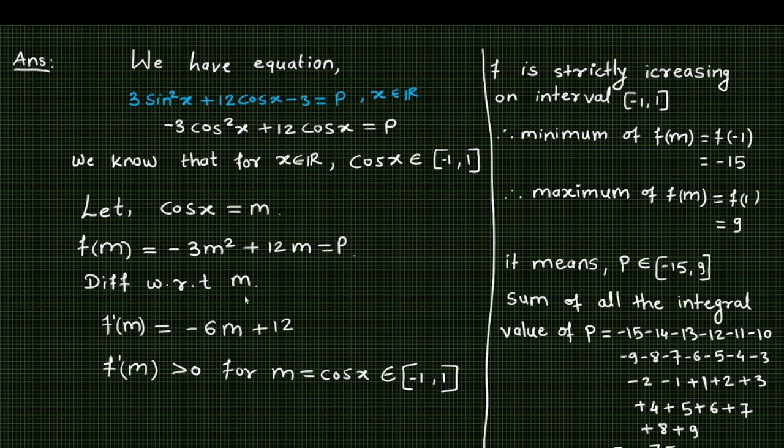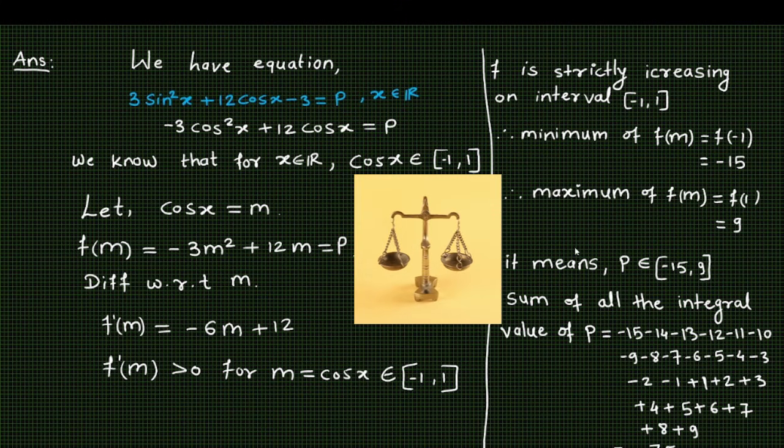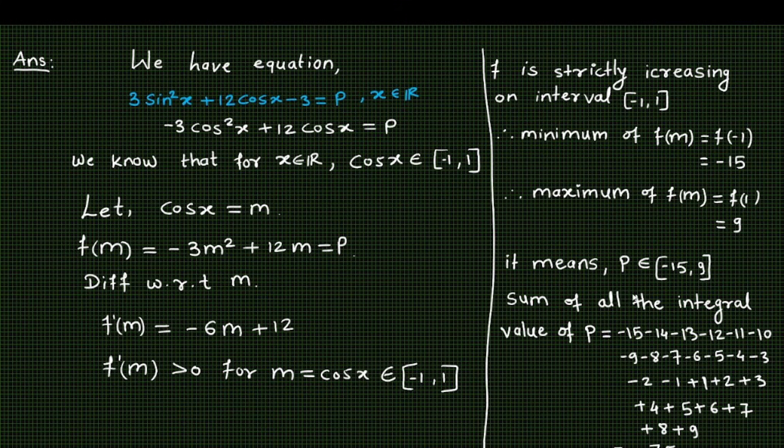The highest value of m is 1 and f'(1) = 6, which is greater than 0. Since f'(m) is greater than 0 for our entire interval, this function is strictly increasing. That means no complicated critical points to find. So the minimum of f(m) is f(−1), which is −15, and the maximum of f(m) is f(1), which is 9. So p can be any integer from −15 to 9.